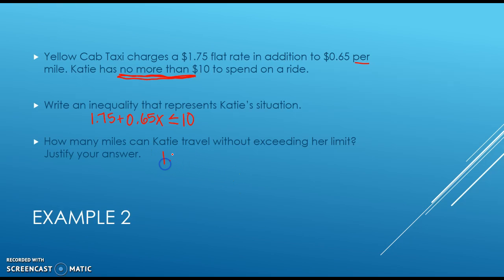All right. Then I want to know how many miles she could go that would still let her stay within her $10 budget. So I'm going to solve for x. So I'm going to subtract 1.75.